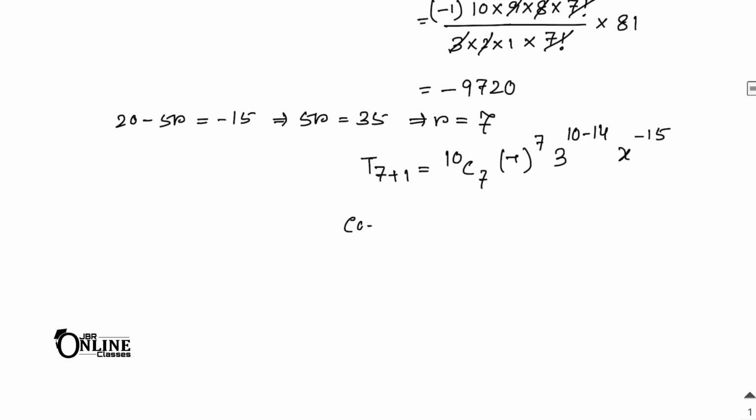So here the coefficient will be 10C7, minus 1 to the power of minus 1, and here 3 to the power of minus 4. Okay, and from that one you can easily find out the value. Your value will be here minus 40 by 27. Okay, that is your answer.